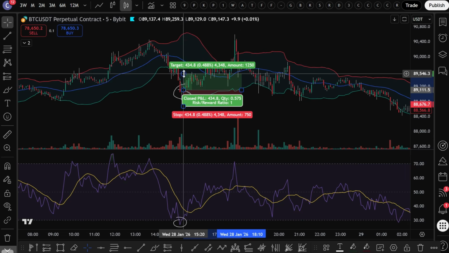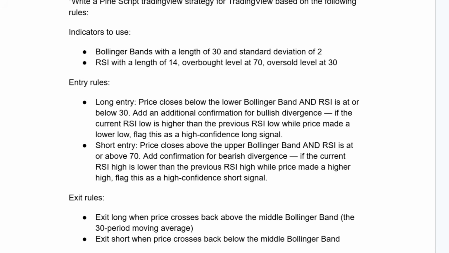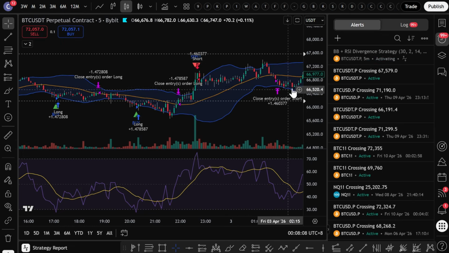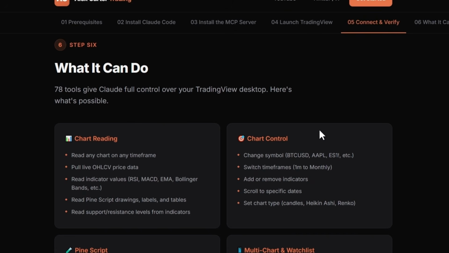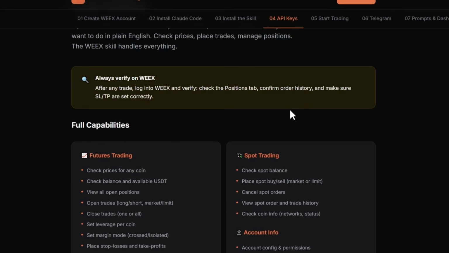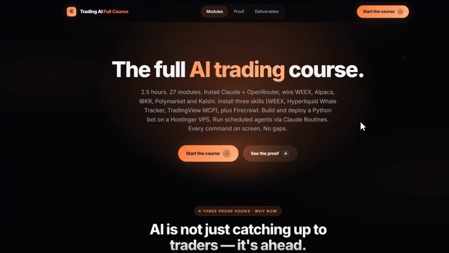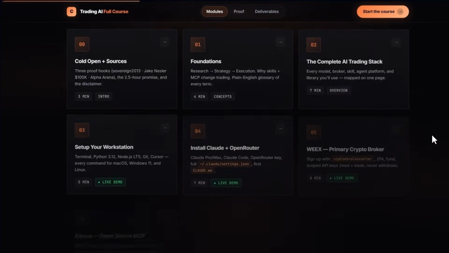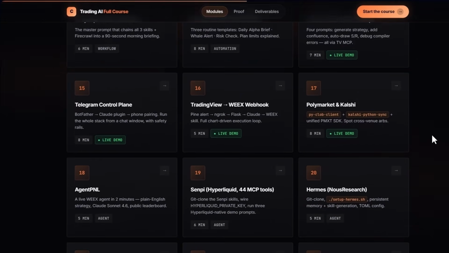I'll walk you through the strategy, the exact prompt I use, how to import it in seconds, and automate the trading process using webhooks. And stick around until the end because I'll show you how to get all my prompts, strategies, and setups, and how to build your own agentic trading bot with Claude that can trade crypto, stocks, indices, and more. So let's get into it.